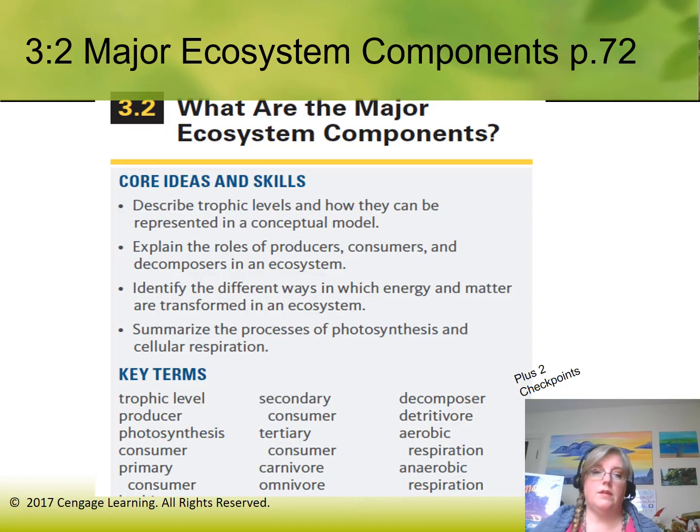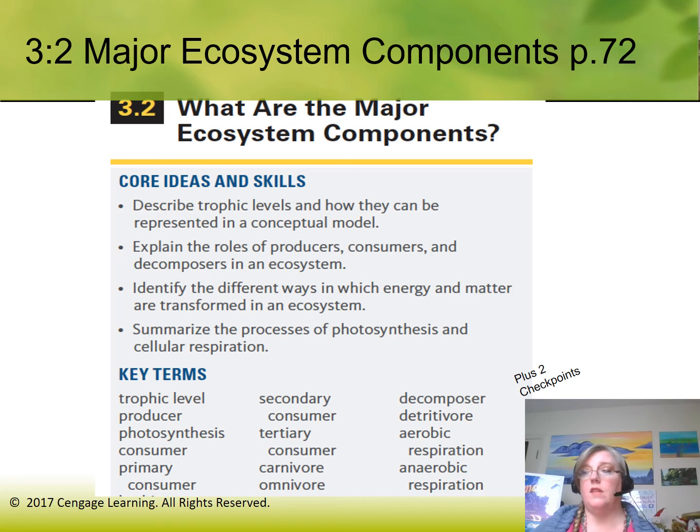Here's your gray box. The core ideas are to describe the trophic levels, those are the levels in the food pyramids, and how they can be represented in a conceptual model. That means the food pyramids. Okay, explain the roles of producers and consumers and decomposers in the ecosystem, especially decomposers.